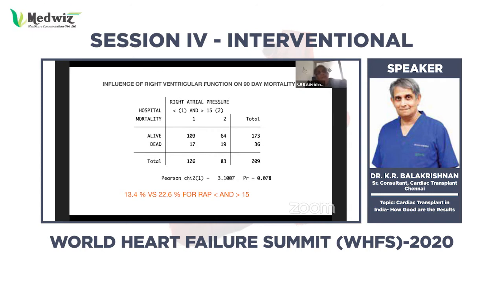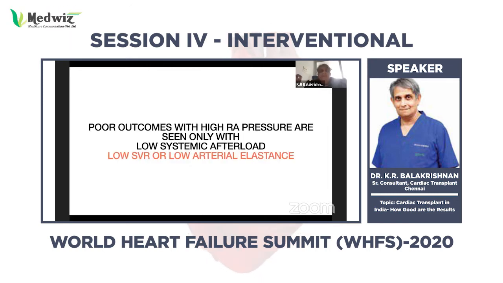Interestingly, what we found is that right ventricular function does play a role even in survival after transplant. In this particular paper I'm presenting, we looked at right atrial pressure less than 15 and more than 15. We found, surprisingly, a very significant difference: mortality was 13.4 versus 22.6 with a p-value of 0.078.